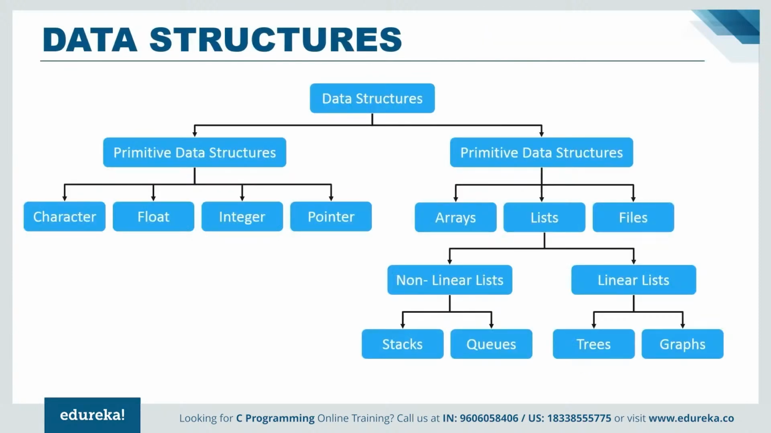As you can see, the data structures, according to the first description, are divided into primitive data structures and abstract data structures. The primitive data structures are character, float, integer, pointer, and the abstract or user-defined data structures are arrays, lists, files. And inside lists, you can find non-linear lists and linear lists. If it is a non-linear list, you can include stacks and queues, and if it is a linear list, then you can include trees and graphs. Now let us understand each one of them in a much better way.